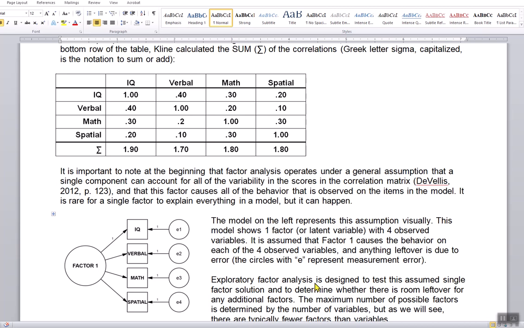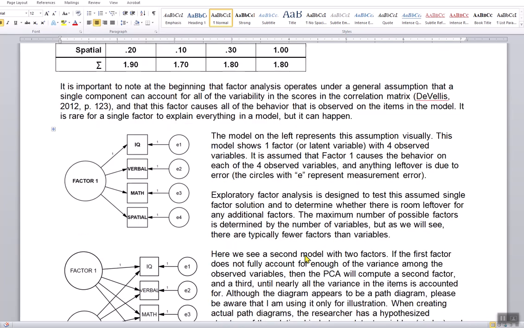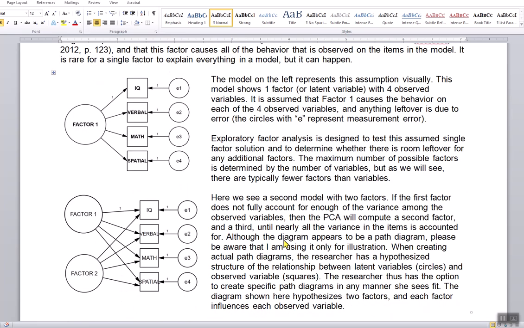And factor analysis starts with the assumption that it's possible that there's one factor and one factor only that is sufficient to explain all of this behavior, but it's also possible that you need more than one factor. So the second illustration here is an illustration of the two-factor model, or a two-factor solution, where the first factor is not sufficient to explain all of the behavior on the different variables that we've measured, and in fact you need to have a second factor in order to capture a sufficient amount of the variance on the things that we're measuring.